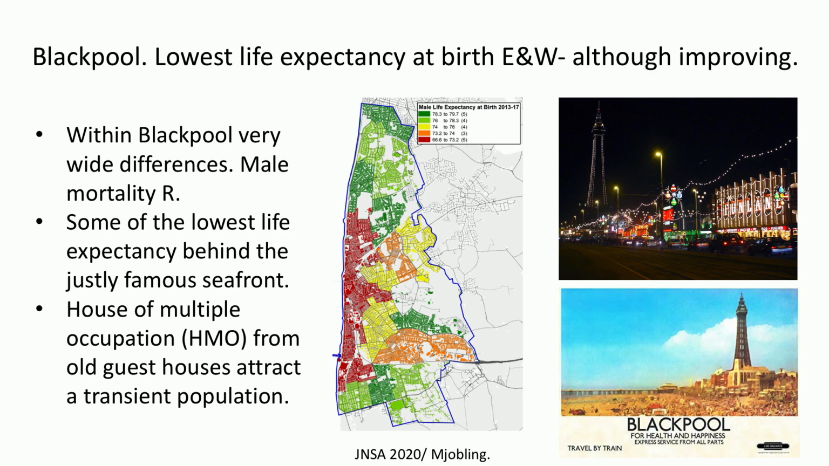Let's take Blackpool. It has the lowest life expectancy in England and Wales, although it is improving, but it's still very bad relative to the rest of the country. And even within Blackpool, if you then map out the mortality rates, you go to some areas which have very low mortality rates, pretty normal for the UK, in green here. But you also have some areas coloured here in red. For those who know Blackpool, this is the famous seafront. Just behind that, some areas of significant deprivation and some of the lowest life expectancies. The red areas have a male life expectancy at birth of between 66.6 and 73 in these data.